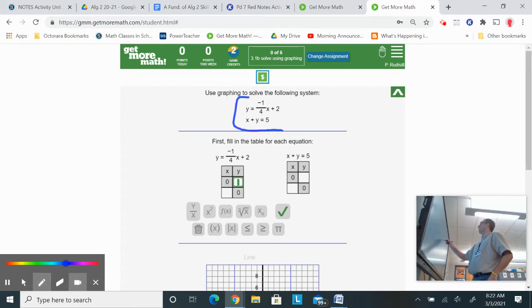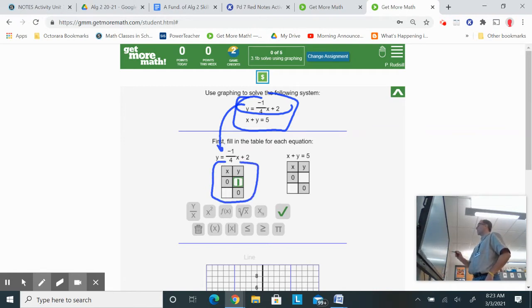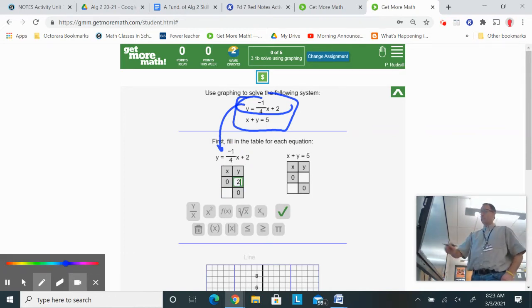So here's our system. We're going to take the first equation, take a look at it, and fill in this t-chart right here. They already have x is 0, so when x is 0, you put a 0 in, substitute in for the x. 0 times negative 1/4 is 0, 0 plus 2 is 2. So y equals 2, so you put 2 right in here. So I got to type that in. All right, so my first ordered pair, when x is 0, y is 2.